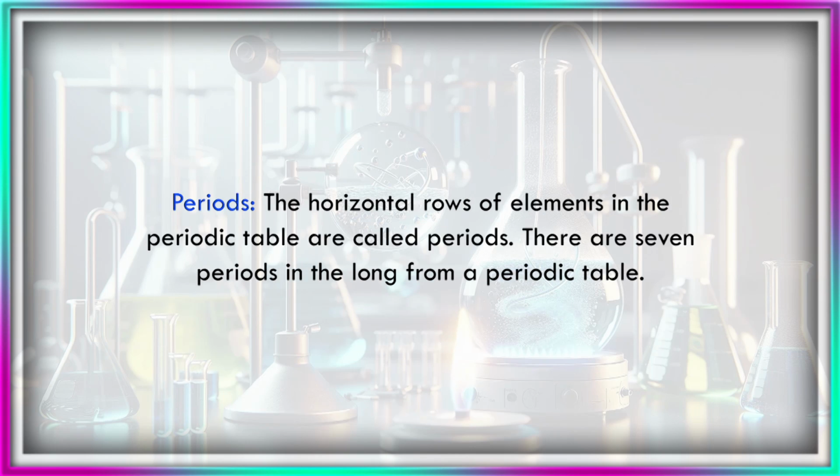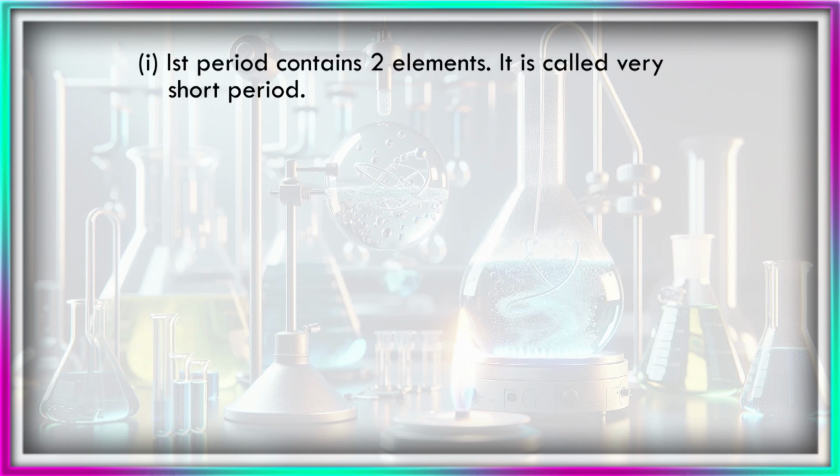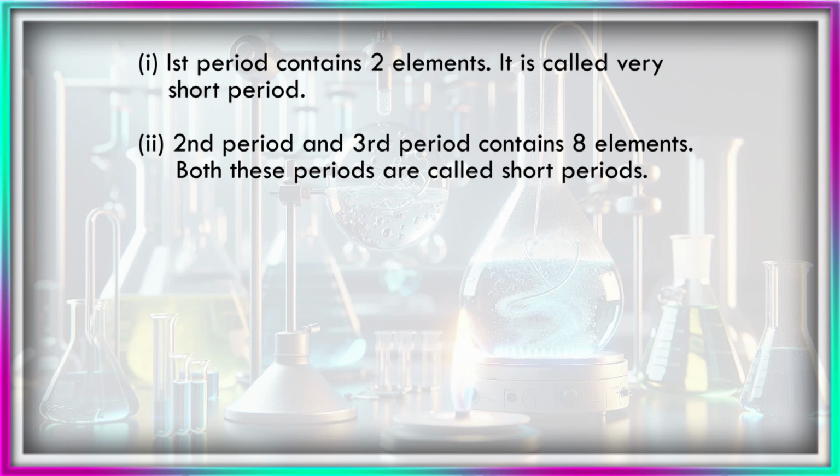Periods. The horizontal rows of elements in the periodic table are called periods. There are 7 periods in the long form of the periodic table. The 1st period contains 2 elements. It is called the very short period. The second period and third period contain 8 elements. Both these periods are called short periods.